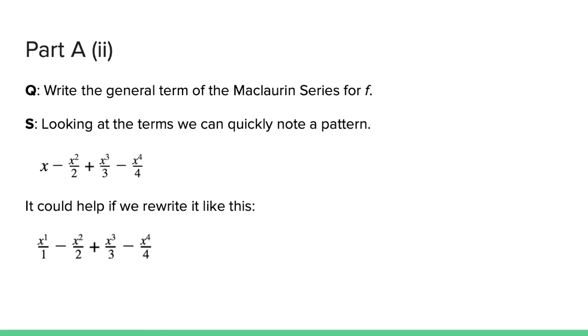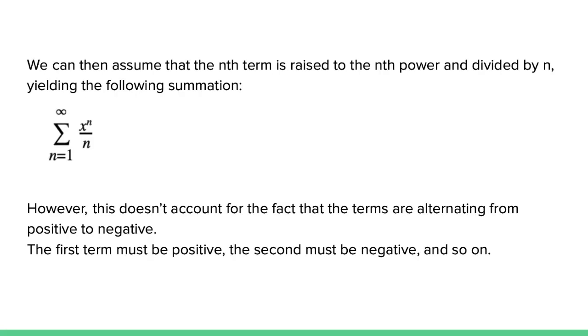Looking at the terms, we can quickly note a pattern. If you don't really see this pattern, you can rewrite the series as x over 1 minus x squared over 2 plus x cubed over 3 minus x to the fourth over 4. We can assume that the nth term is x raised to the nth power divided by n, yielding the following summation, the sum from n equals 1 to infinity of x to the n over n.